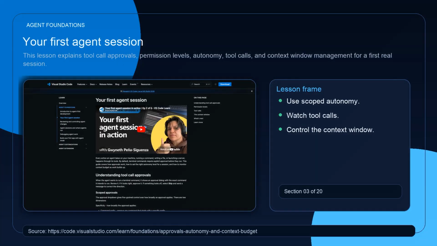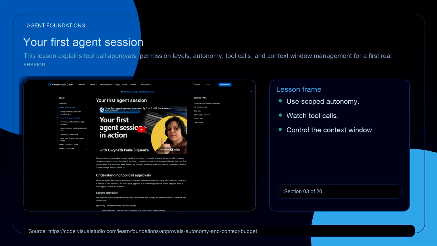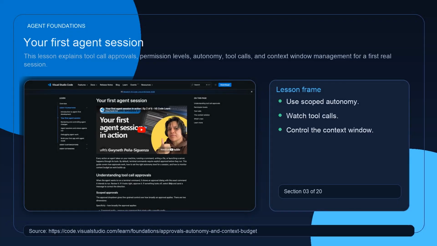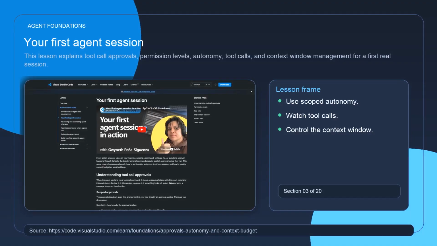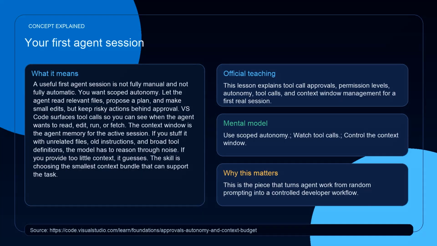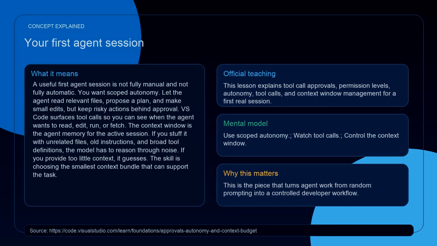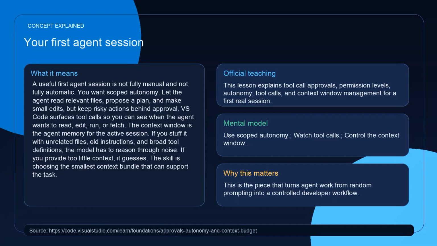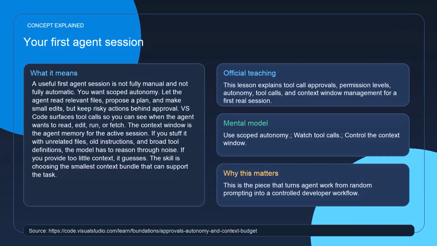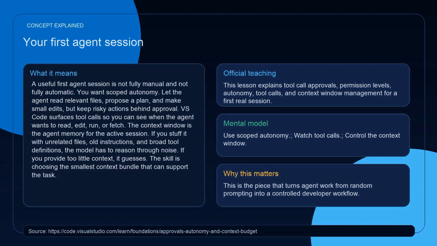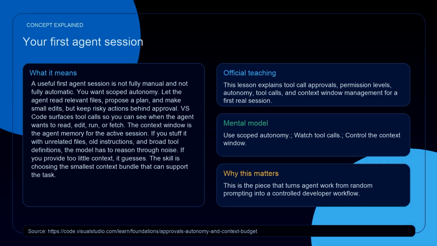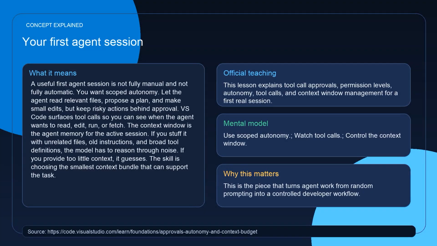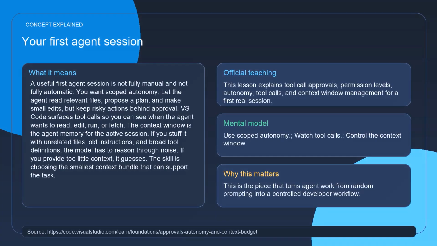A useful first agent session is not fully manual and not fully automatic. You want scoped autonomy. Let the agent read relevant files, propose a plan, and make small edits, but keep risky actions behind approval. VS Code surfaces tool calls so you can see when the agent wants to read, edit, run, or fetch. The context window is the agent memory for the active session.